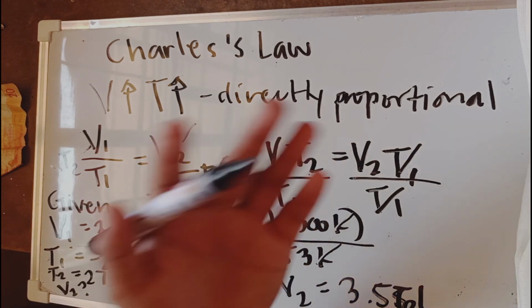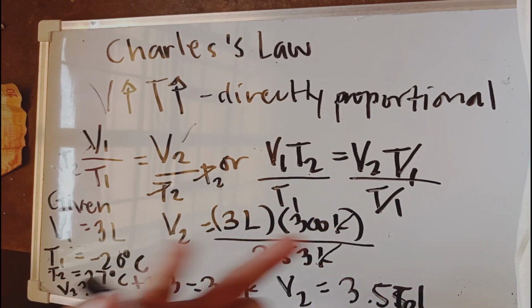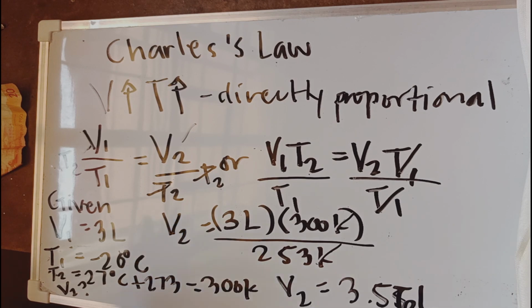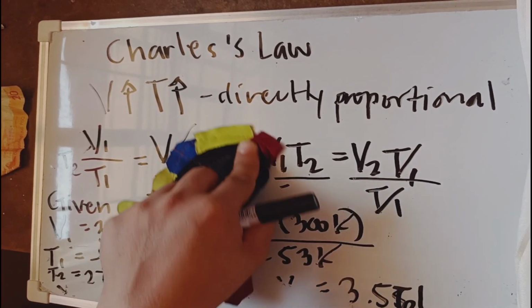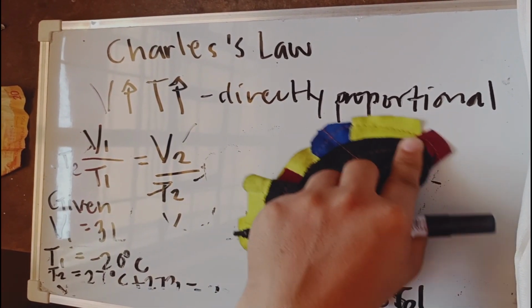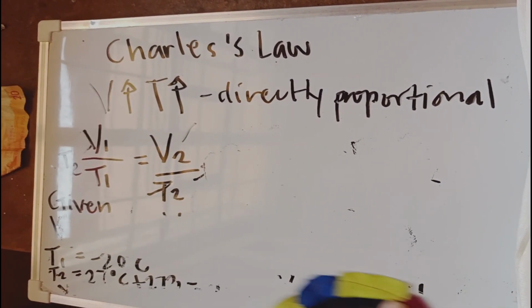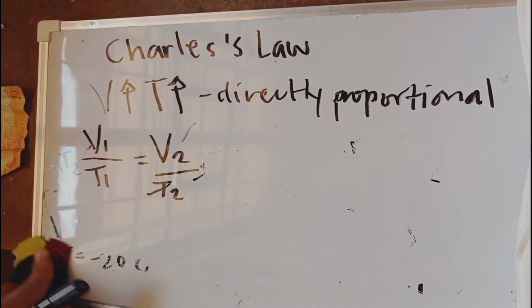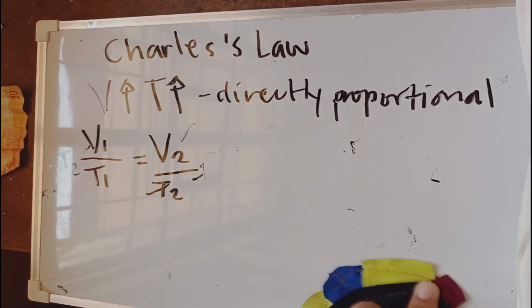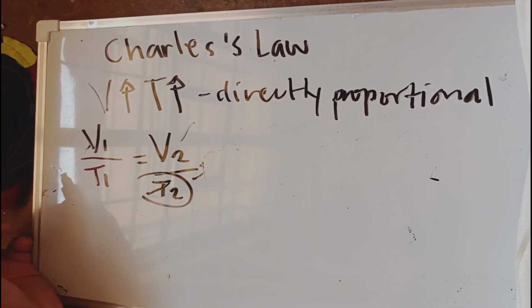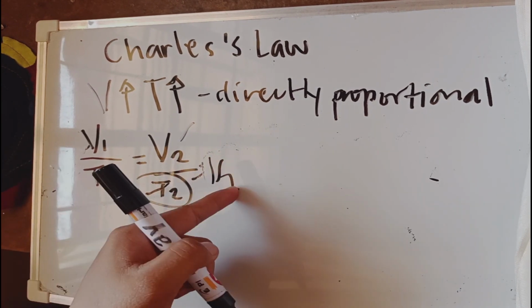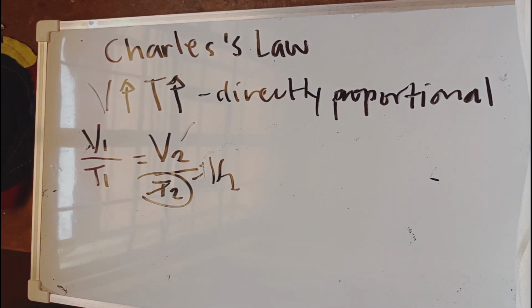Take note, for example, you are asked to get the temperature. Let's talk about this. What if you are asked to get temperature 2? It's very easy. You cannot put volume 2 here since it's multiplication, so you need to swap them.